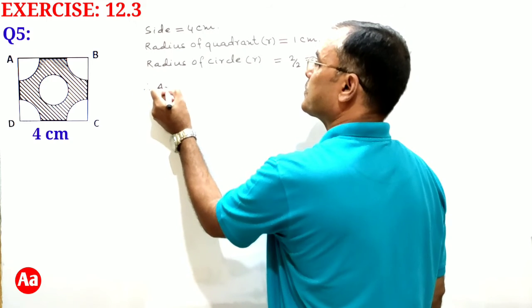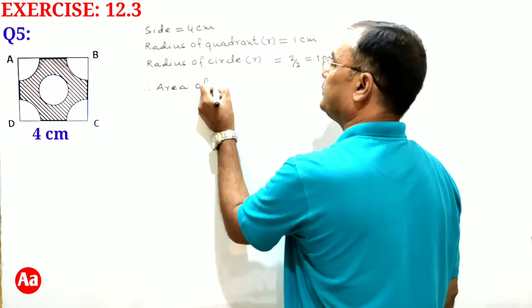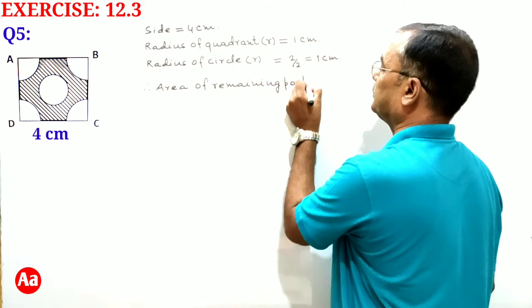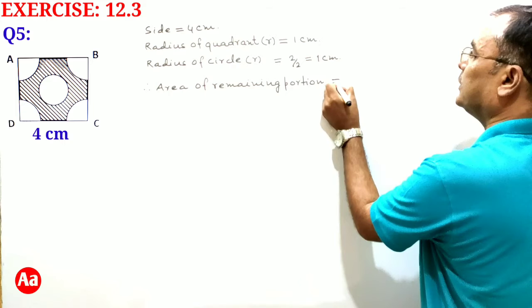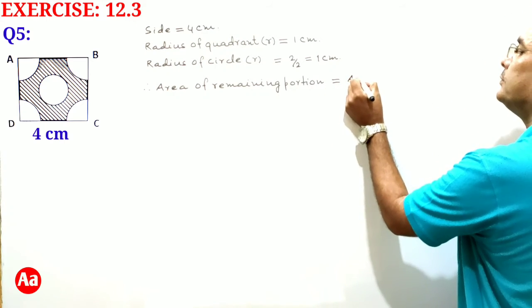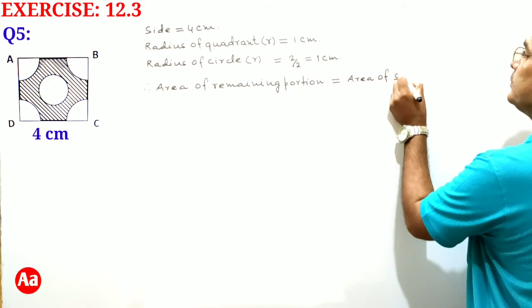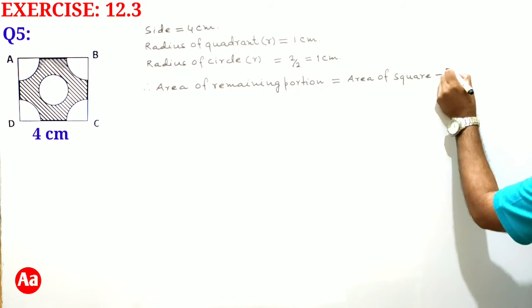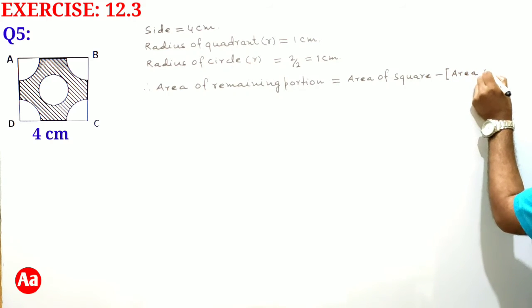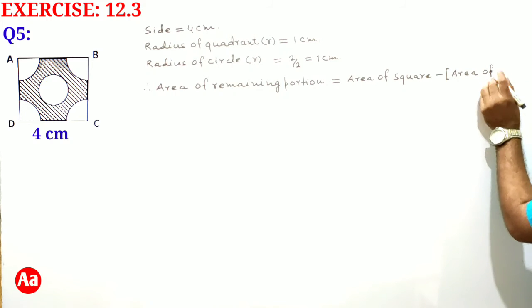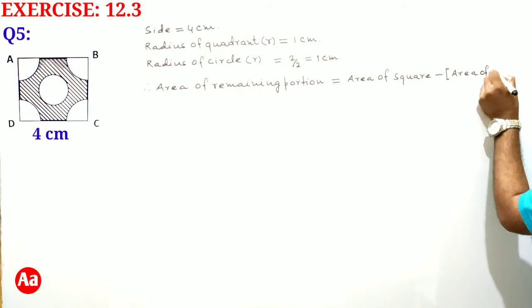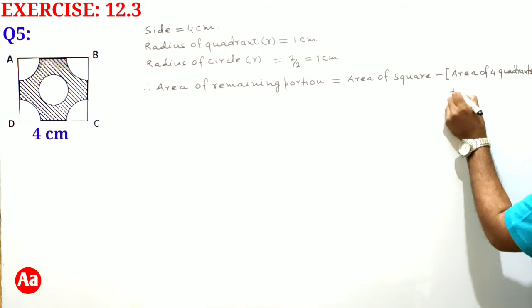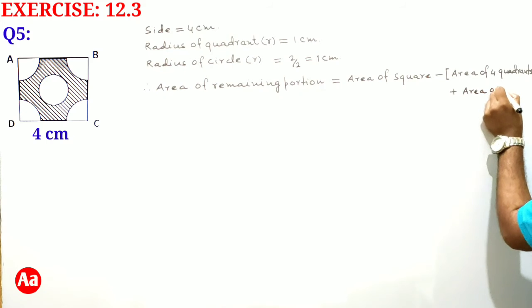So therefore area of remaining portion is equal to area of square minus area of 4 quadrants plus area of circle.